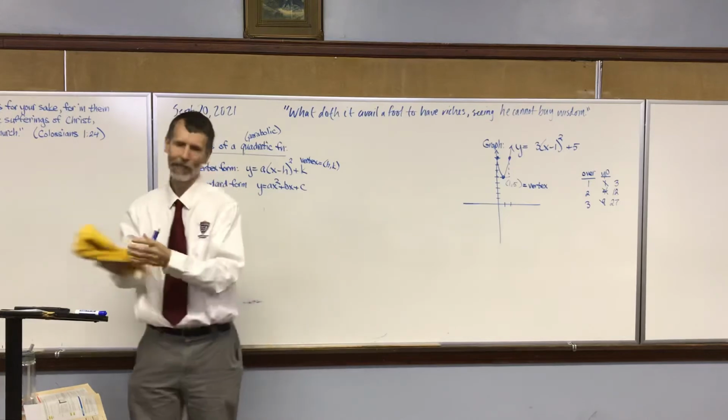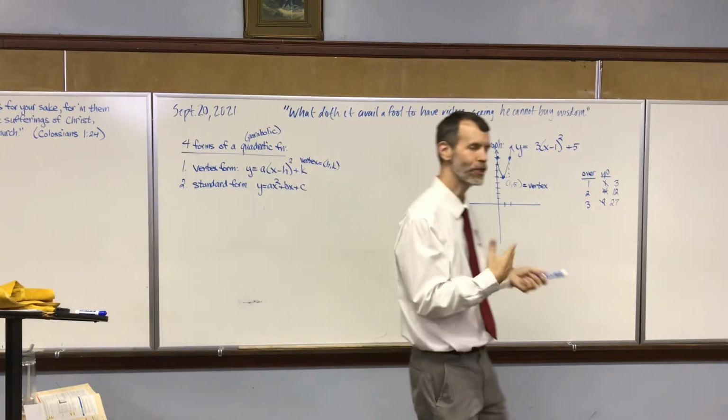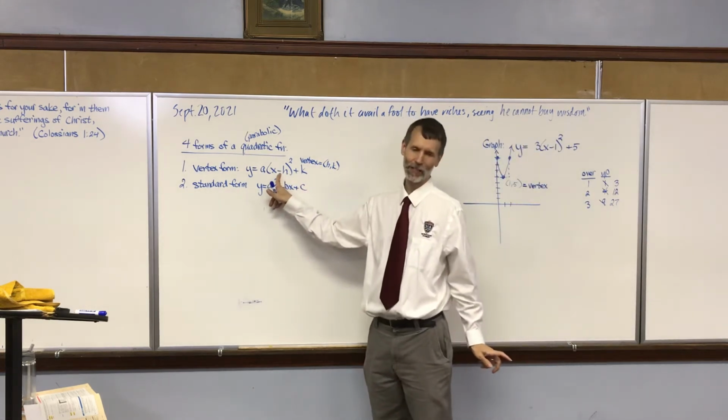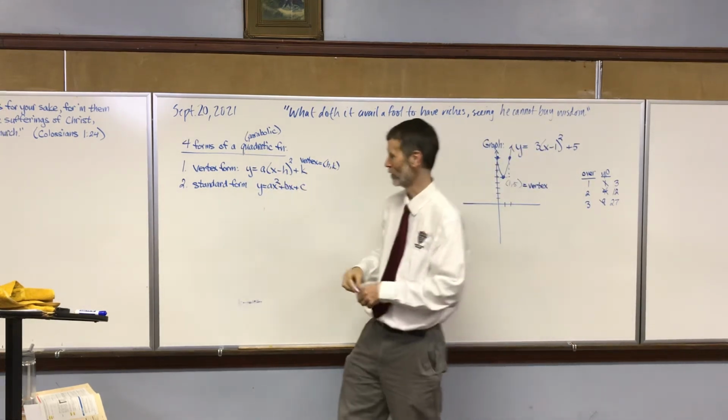So in vertex form, it gives you the vertex on a silver platter. H comma k is the vertex. Keep in mind there's a minus here. It's not x plus h, it's x minus h. I'll explain that in a moment too.